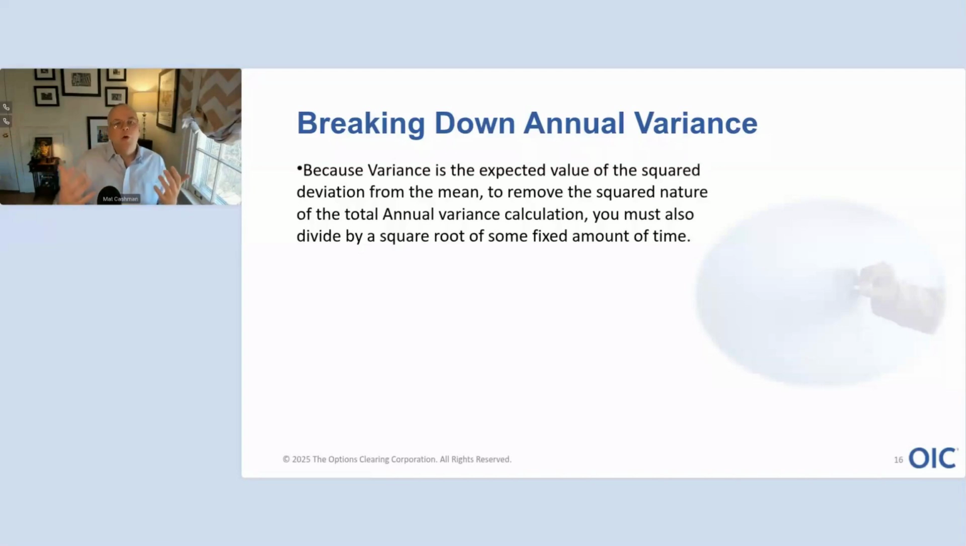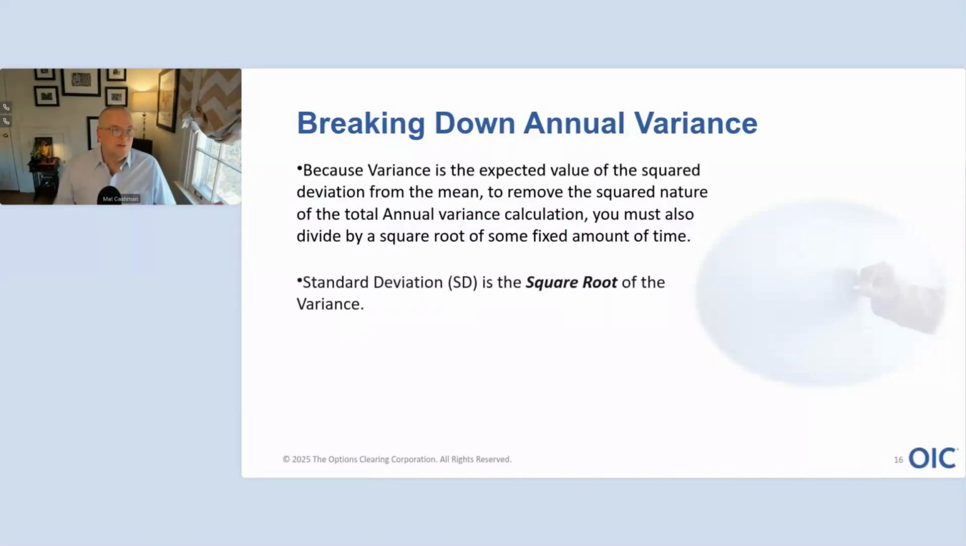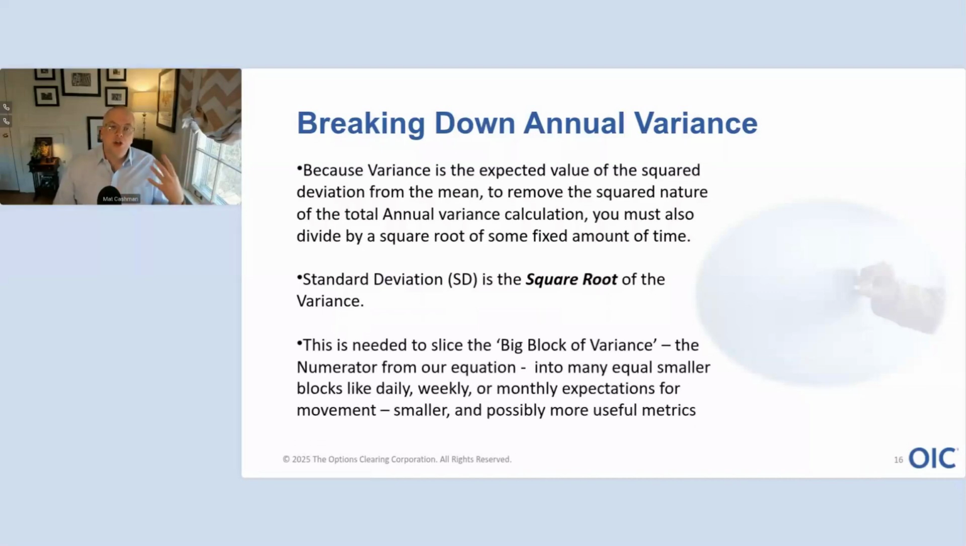And so when you want to actually subset that into smaller pieces, in order for the mathematics to work, you actually have to divide by the square root of time of those time periods in order to remove that squared function from the numerator of the equation. So to remove the squared nature of the total annual variance, you also have to divide by a square root of some type. Standard devs are the square root of the variance. So this is why we need to use this to slice this down into smaller pieces. That's the answer to the question of why the square root of time instead of just time.